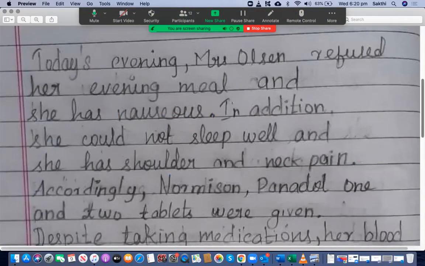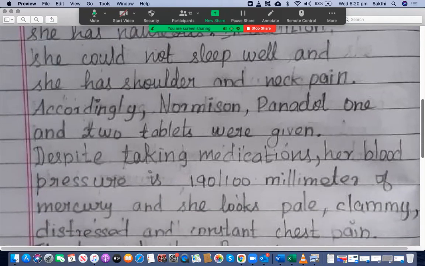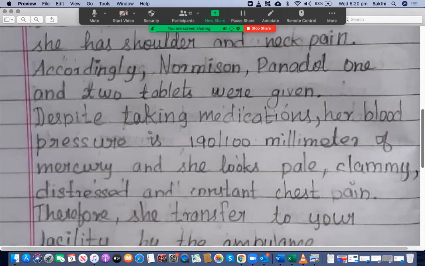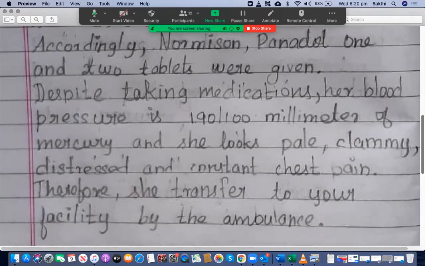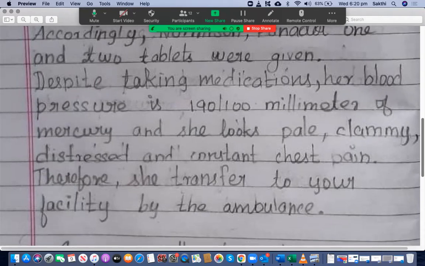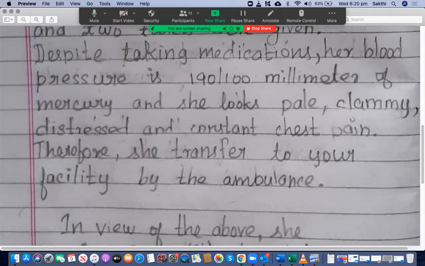In addition, she couldn't sleep well and she has shoulder and neck pain. Accordingly, Naumycin and Panadol 1 and 2 tablets were given. Despite taking medications, her blood pressure is 190 over 100 millimeter of mercury, and she looks pale, clammy, distressed, and constant chest pain. See, the problem is, I think you're writing sometimes too much information, so that could be avoided. And in this sentence, she looks pale, clammy. All these things are adjectives, so they are good. Distressed, good. But this one is a noun.